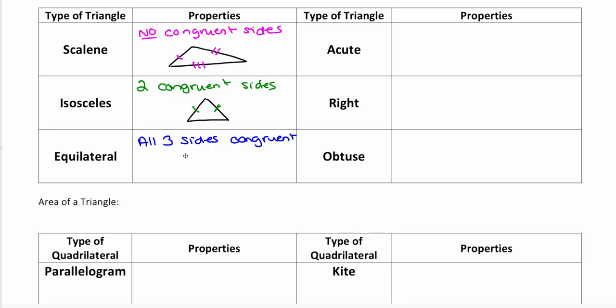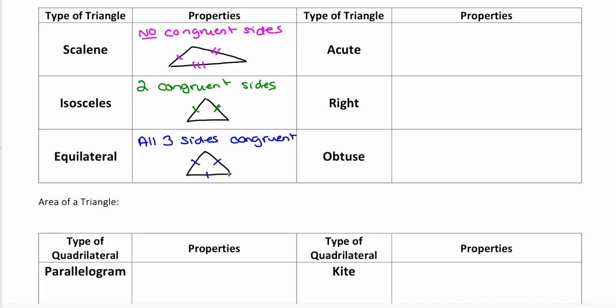So if again we were to draw this, we'd have our triangle. But to show that they are congruent, I have to have the same amount of tick marks on every single side. I would have one tick mark on the left, one tick mark on the right, and now I do have to put one tick mark on the bottom. That's the difference between isosceles and equilateral.